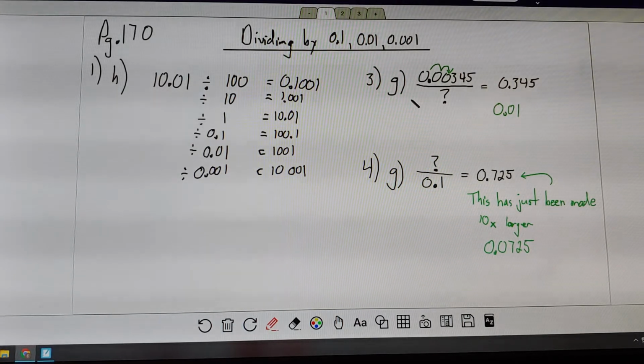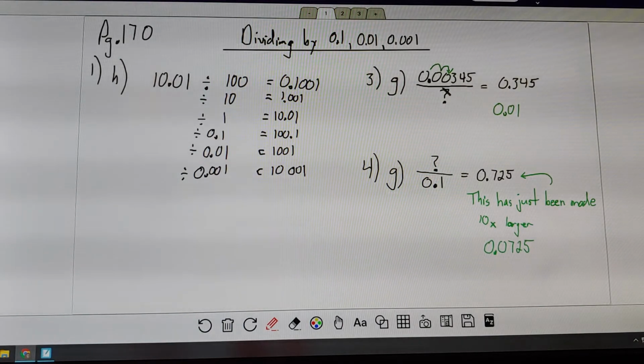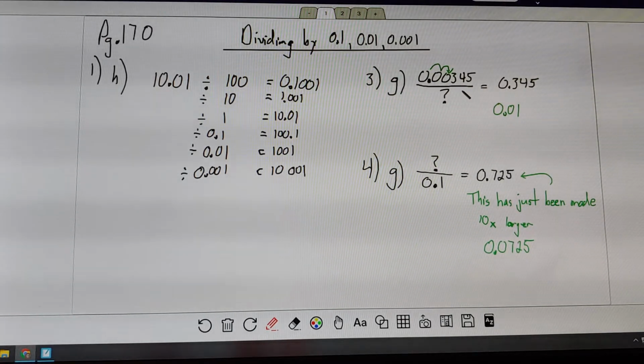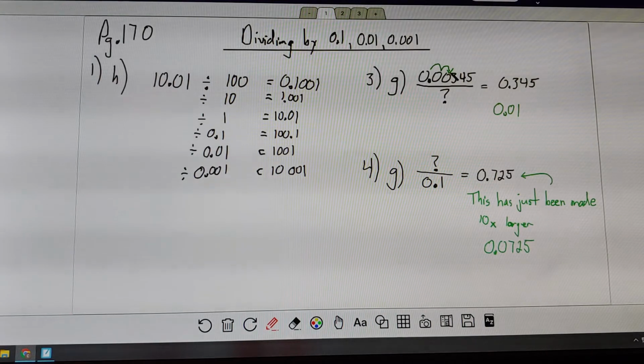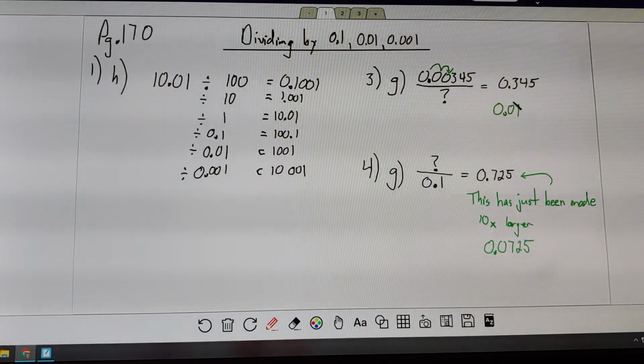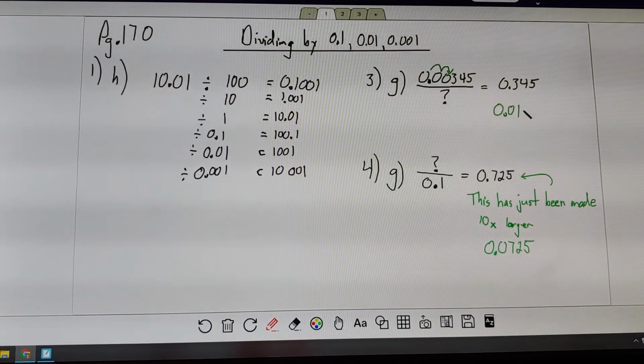I did 3 from question 3. I did G for you. So it said, what did you divide by to get 0.00345 to be 0.345? So we see that it got once, twice. So it got 100 times larger in there, which means we divided by a power of 10 less than 1 by 2 decimal places, so 0.01.